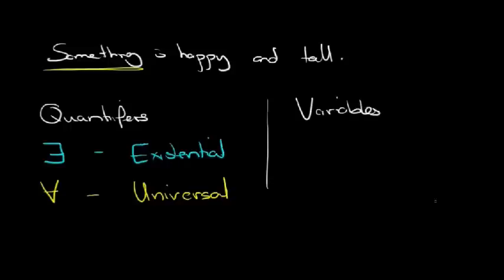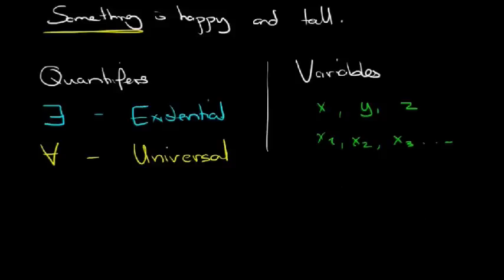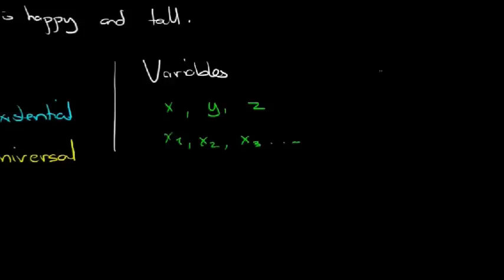So our variables will be lowercase letters from the end of the Roman alphabet, so x, y, z, and again, as with the subjects, we could have x1, x2, x3, and so on. Now, a variable in QL works in much the same way that variables work in mathematics. So, if we saw an equation in maths, 4x equals 16, in this case, we can see that x equals 4, right?